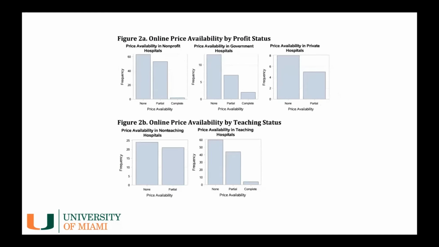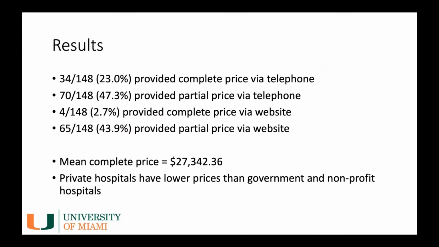This figure displays the frequency of price availability at hospitals stratified by profit status and teaching status based on what's available online. Few complete prices were available online for all hospital types. In summary, the mean complete price was $27,342, and private hospitals were shown to have lower prices than government and nonprofit hospitals.